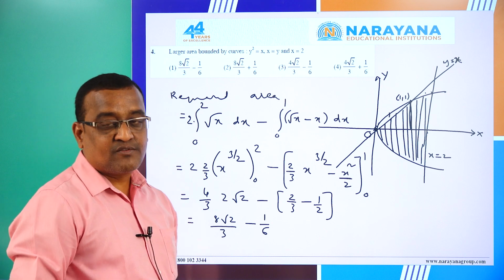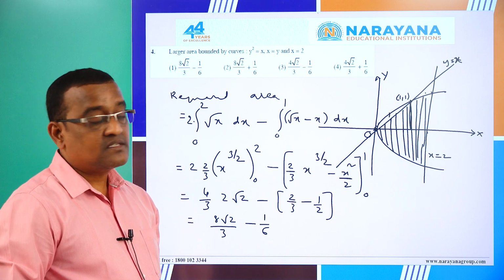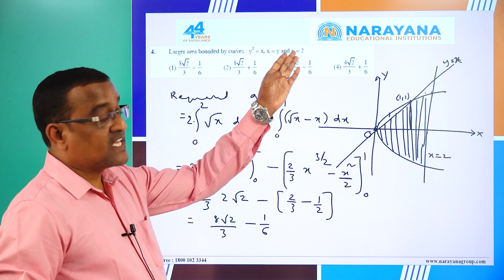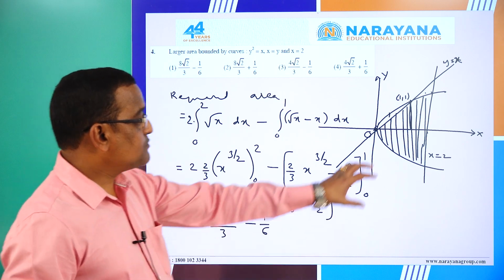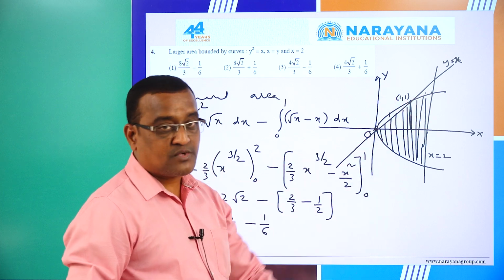This is the area of the region bounded by this parabola, this line and the line x equal to 2, that too the larger portion, this portion. Actually, one more portion is there, that is the smaller one.